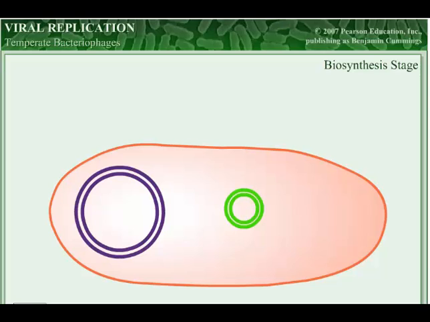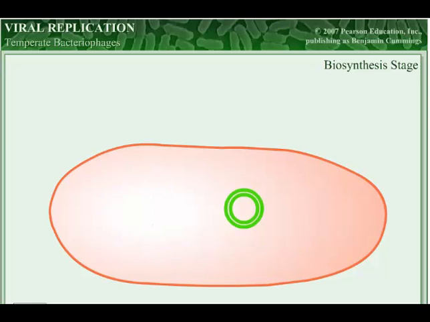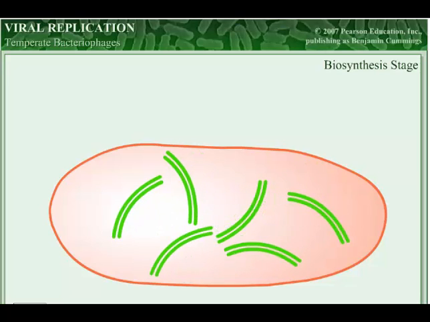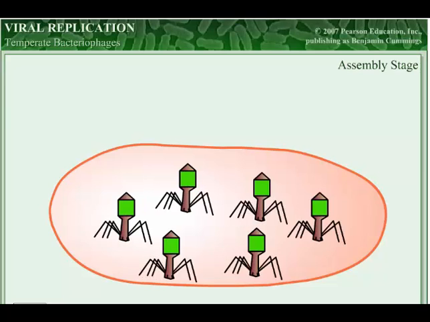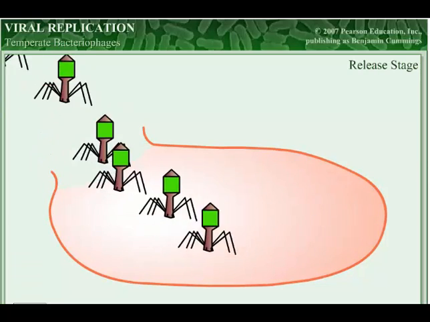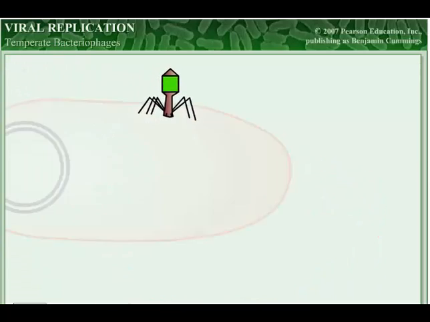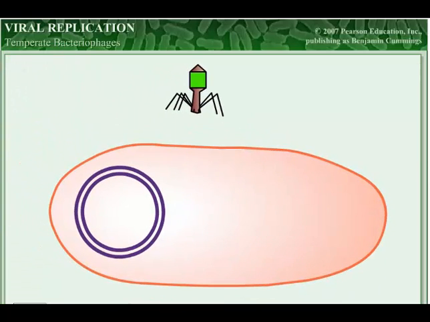During the biosynthesis stage of the lytic cycle, the phage DNA directs the host cell to synthesize viral components. The phage components are assembled into virions during the maturation or assembly stage. In the release stage of the lytic cycle, the cell lyses, releasing the phage virions. These released phages can go on to infect other cells.